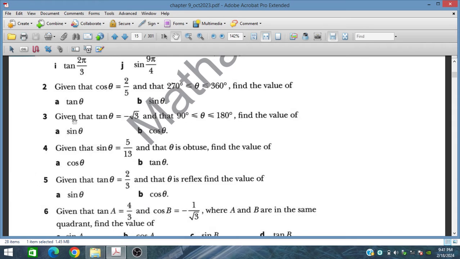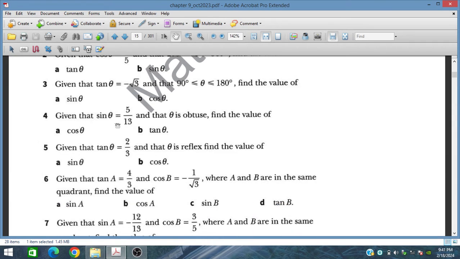Here we have given that sine theta is equal to 5 upon 13 and theta is obtuse. Obtuse means the angle is between 90 degrees and 180 degrees. So this is an obtuse angle. So theta is assumed obtuse, and find the value of cos theta and tangent theta.